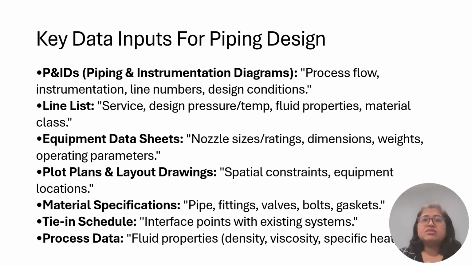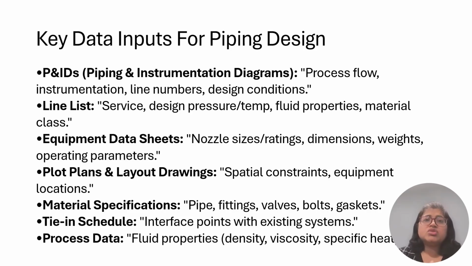Third point is equipment data sheets. So for pump, vessel, heat exchanger, compressor, we have different equipment data sheets. And these data sheets give us essential details like nozzle sizes, ratings, orientations, dimensions, and weights. These directly impact our piping connections and support design.